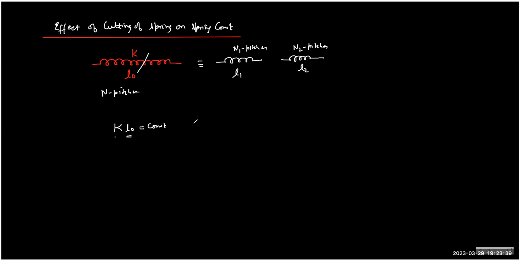We have to maintain the product, so for new springs we call K1 and K2, no matter what, the product of the two will be same as before. This is the relation you are supposed to remember. So the new spring constant of the first will be K L naught by L1, and similarly K2 will be K L naught by L2. If you know the old and the new length, you can definitely find the old and the new K. This relation is very, very important. Whenever you cut the spring, K will change.